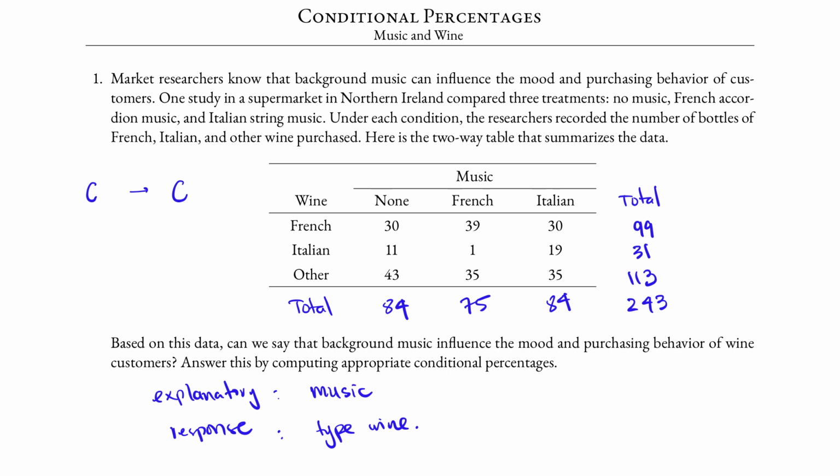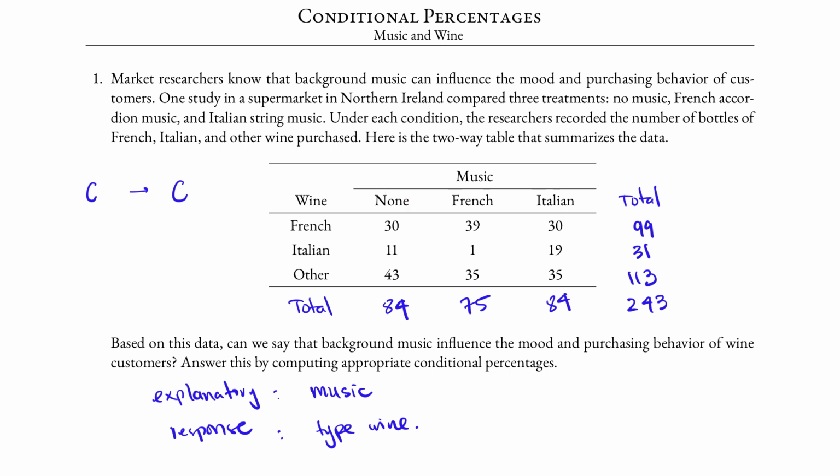Since the values of the explanatory variable, music, which are none, French accordion, and Italian string music, are listed at the header of the column, we will need to compute the column percentage for the conditional percentages. For the first column with no music playing in the background, we would compute the proportion that the French wine would purchase, the proportion that the Italian wine would purchase, the proportion that other wine would purchase. Again, when no music is played in the background.